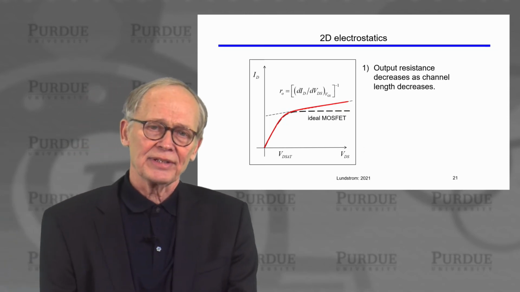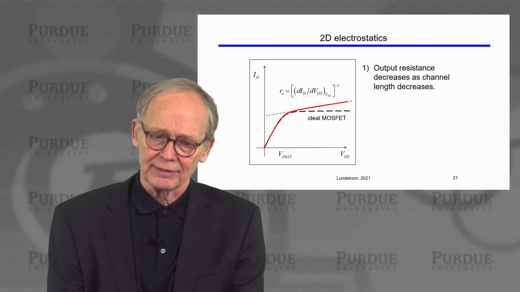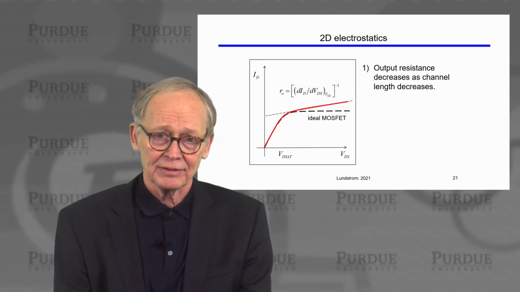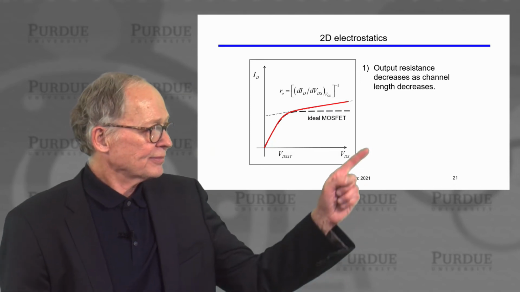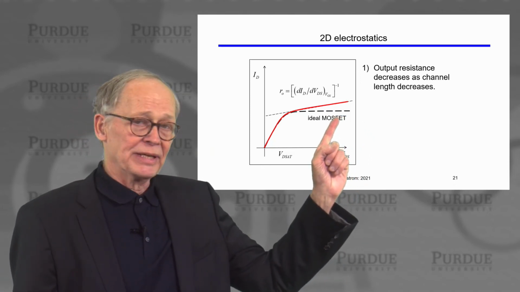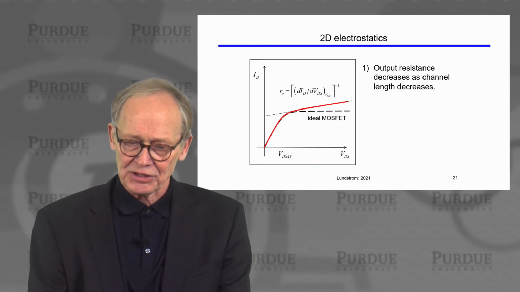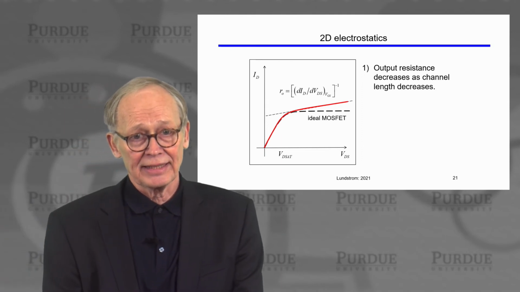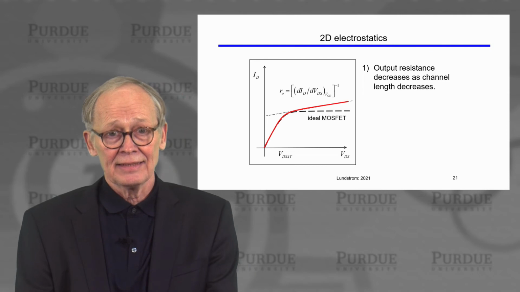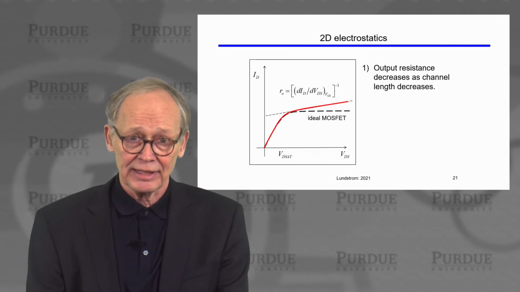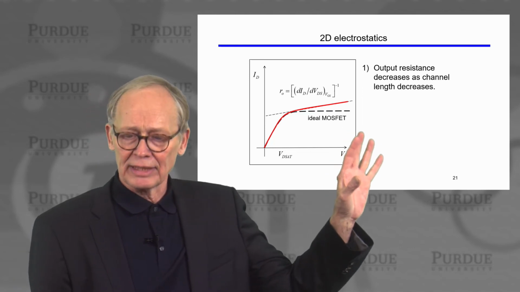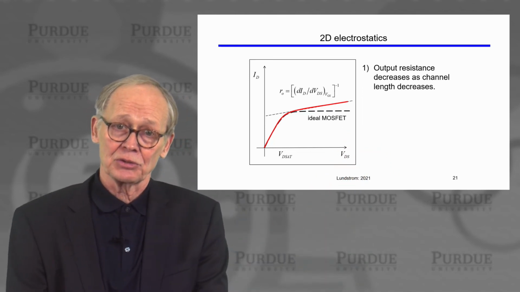Now, 2D electrostatics are also responsible for the finite output resistance. In an ideal MOSFET, or in a long channel MOSFET, the current would be independent of drain voltage in the saturated regime. In a real MOSFET, 2D electrostatics make sure that the current is affected by the drain voltage. The output resistance gets lower and lower as the channel length gets shorter and shorter.